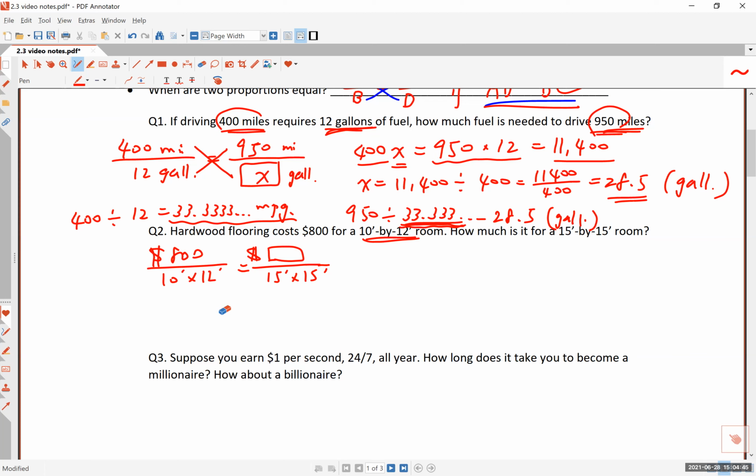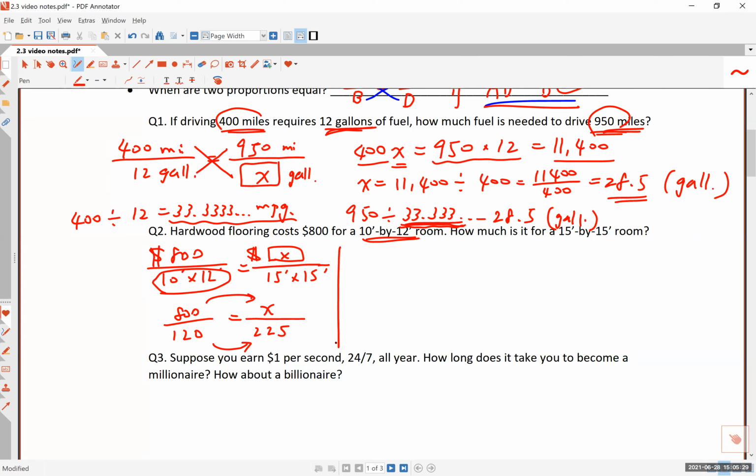Now, this is one way to express the equality or the equation. 800 over what? You may want to multiply these together. It's 120 square feet is equal to, let's call this x now, x over, now what's 15 by 15? It's 225. Just go ahead and use your calculator to multiply 15 by 15. So 225. And notice here, the room is about twice as much, not quite twice as much. So the answer should be almost twice as much as 800. So it's like 1600, maybe a little less. So the guesstimated answer is about $1,500.